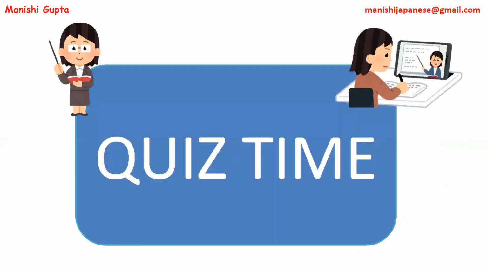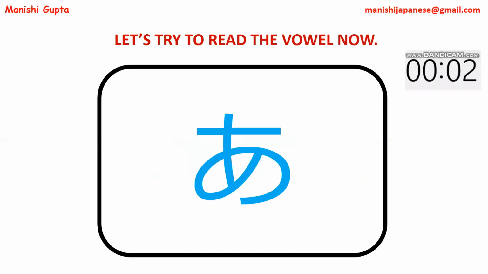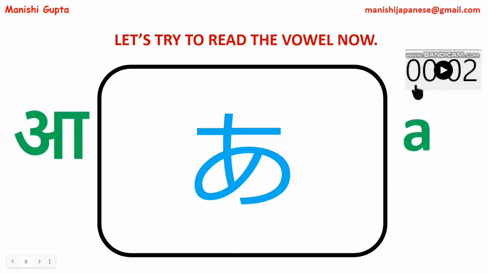Next, now let's try to memorize and let's try to play some games so that we can memorize all these letters. First one, I'll give you 5 seconds. Just try to speak this letter, whatever you think this letter is. Okay, so the letter is A.